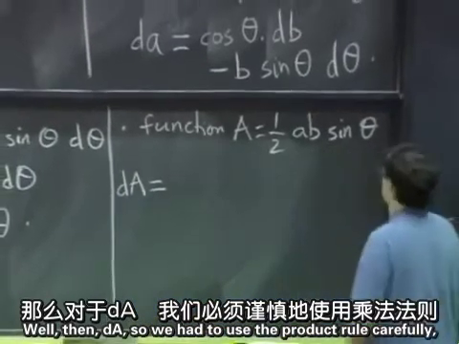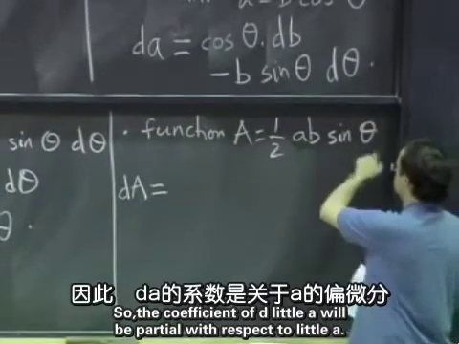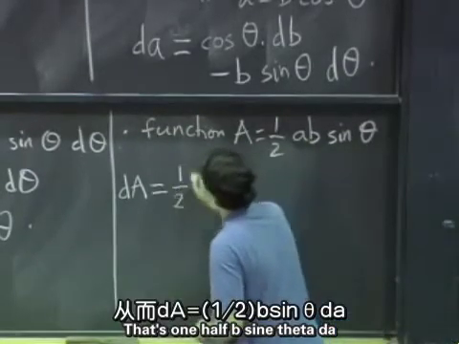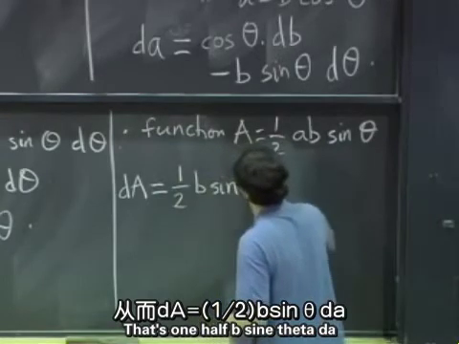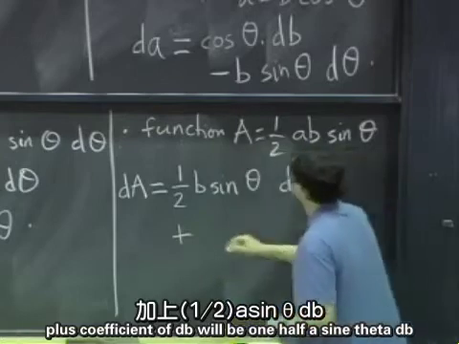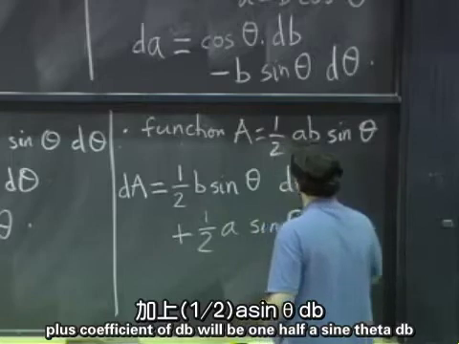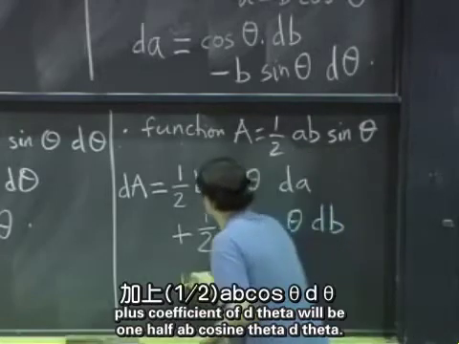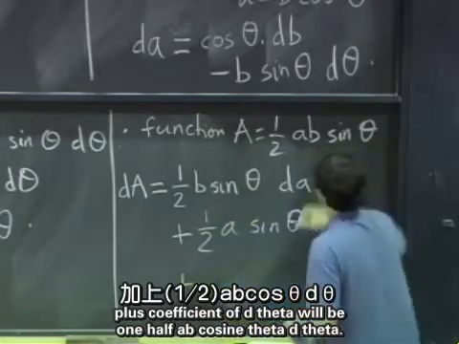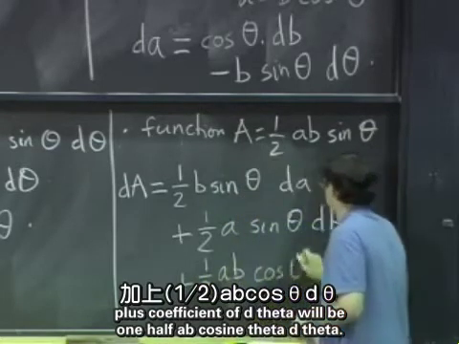we have to use the product rule carefully, or we use the partials. So the coefficient of d little a will be the partial with respect to little a, that's 1/2 b sine theta dA, plus the coefficient of dB will be 1/2 a sine theta dB, plus the coefficient of d theta will be 1/2 ab cosine theta d theta.